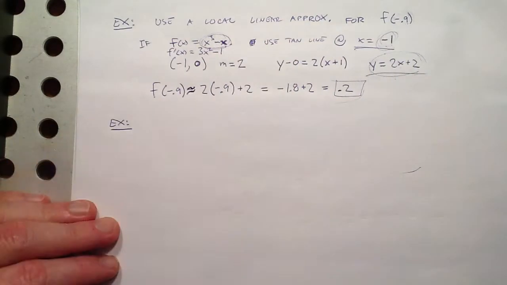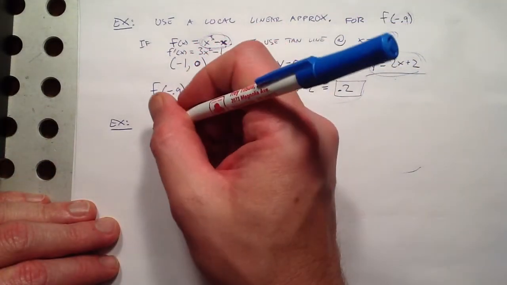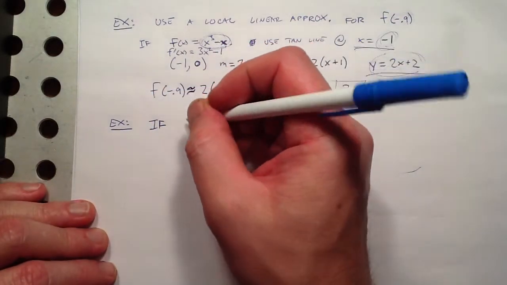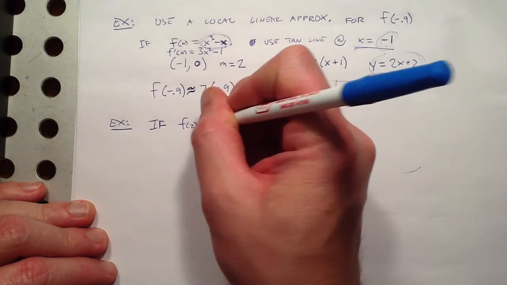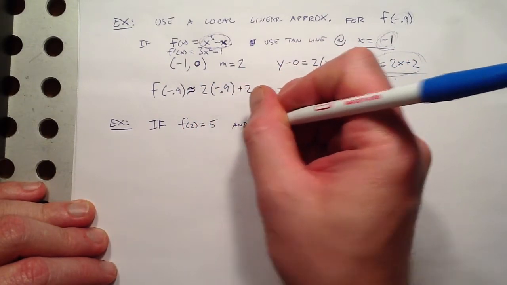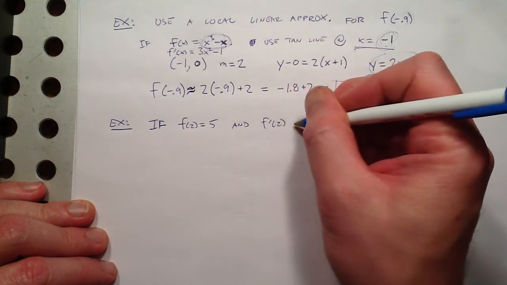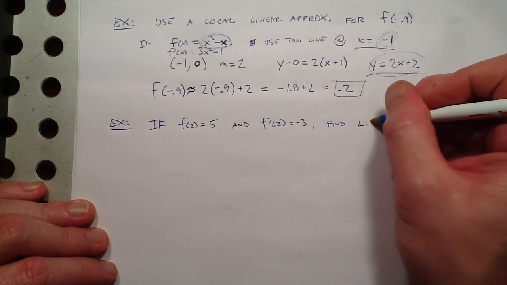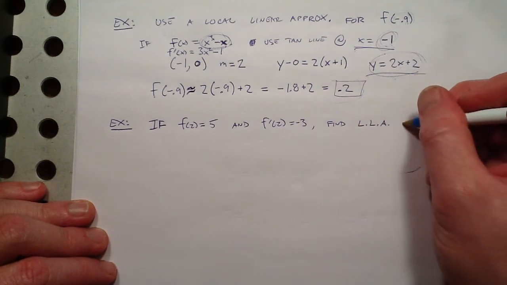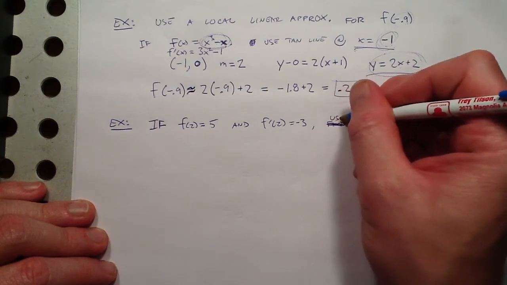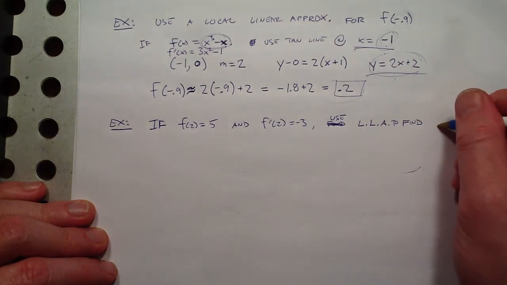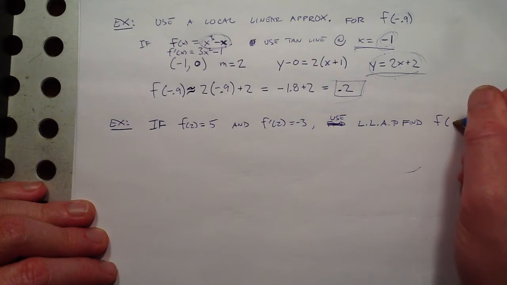Here's one that the AP folks like. They like to ask questions like this. This is like a table of values kind of version. So if f of 2 is equal to 5 and f prime of 2 is equal to negative 3, use local linear approximation to find f of 2.1, something like that.